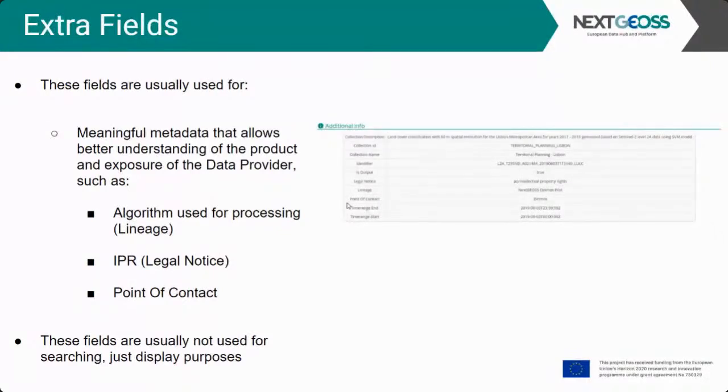You can identify the algorithm that we use for processing, and that's typically located in the lineage. You have the IPR. So if there's any IPR related to that application, it should be described there. And you have the point of contact. So who is the point of contact? In this case, we just listed Deimos, but you can also list a person, and that's the point of contact, and the contact of that person in this field.